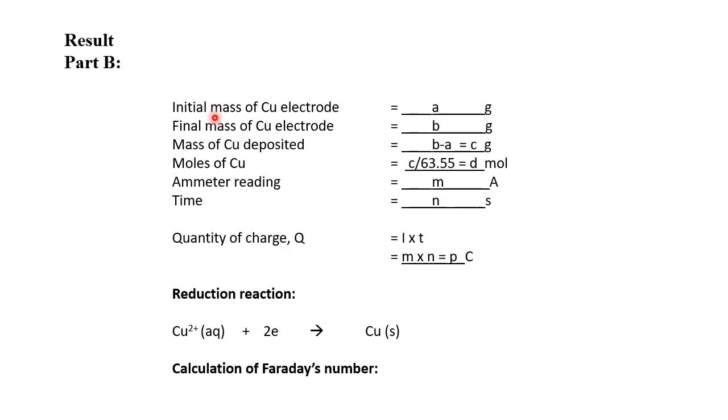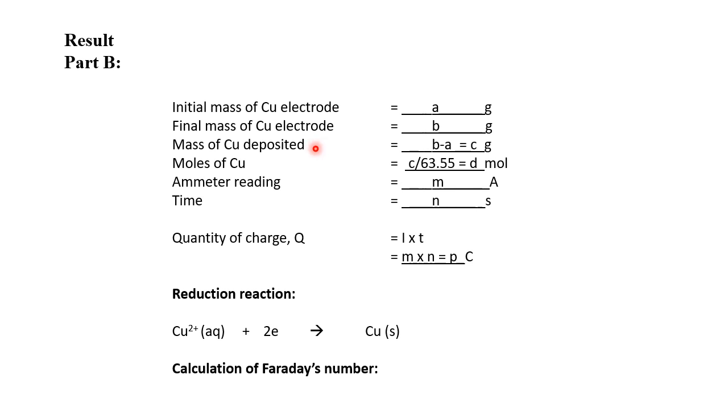For part B, you have to jot down the initial mass of the copper electrode after you clean it with the abrasive cloth. Remember, please use the same analytical balance. If you use analytical balance number 2, keep on using it. After the experiment, you take the final mass of the copper electrode, and final minus initial gives the mass of copper deposited.